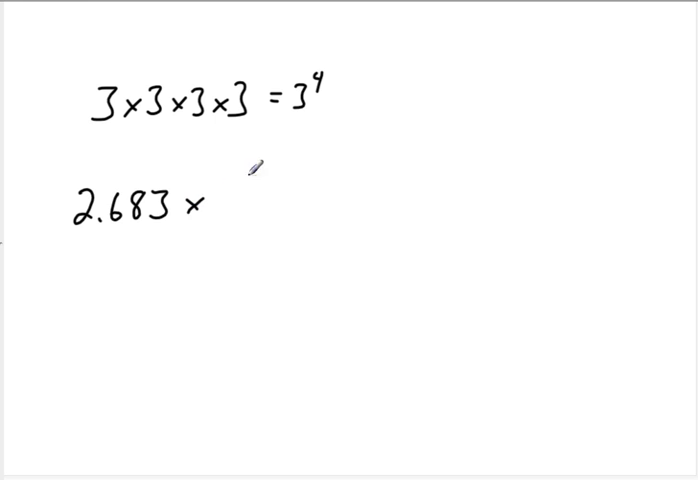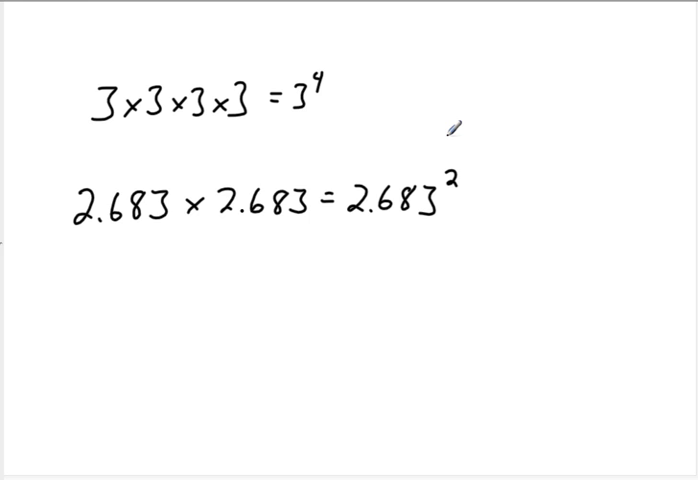So we can use exponents to write the product of a bunch of the same factors. So if I write 3 times 3 times 3 times 3, instead of that I can write 3 to the 4th. If I write 2.683 times 2.683, I could just write that as 2.683 to the 2nd power.